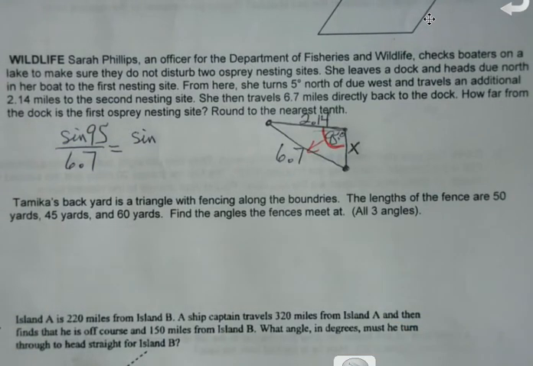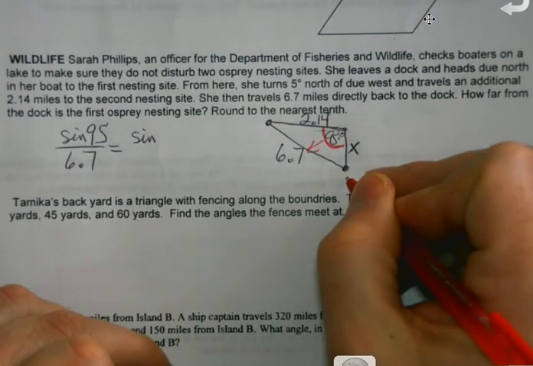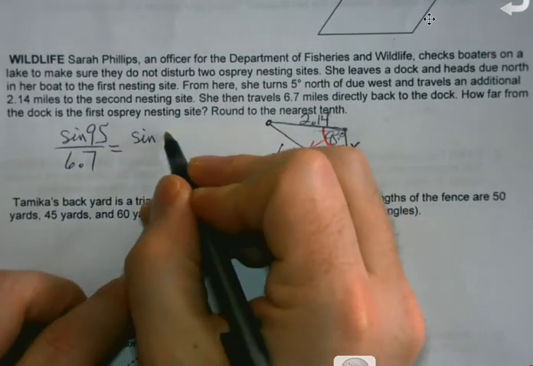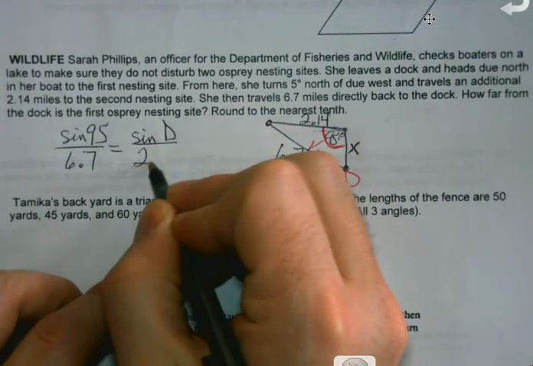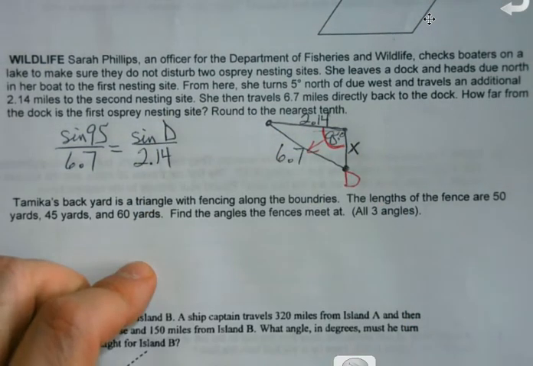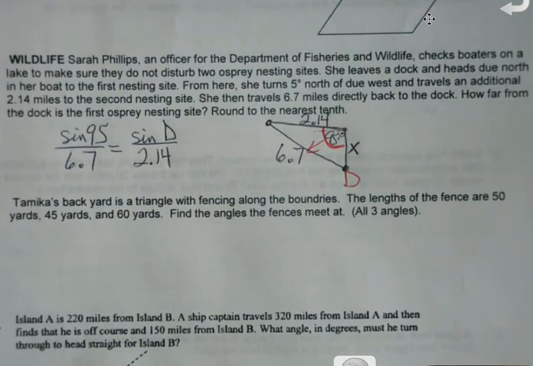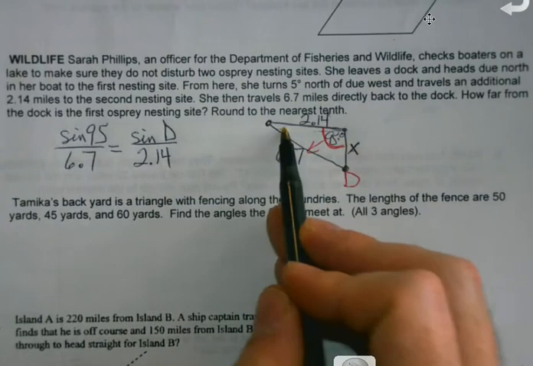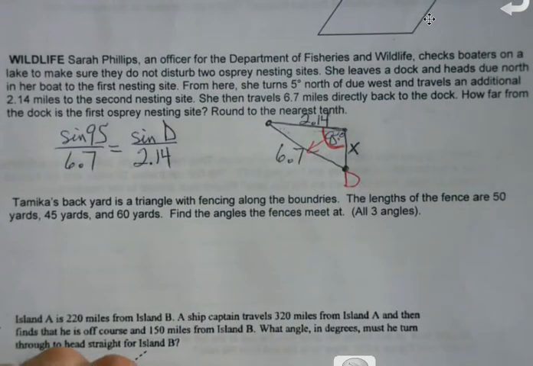I don't know if I'd use x because then I'm going to think this. So I'm just going to call this d. So the sine of d over 2.14. So I'm not going to get what I want right away. I'm going to have to take one extra step here because to get this right away, I have to know that angle, and I don't quite yet.